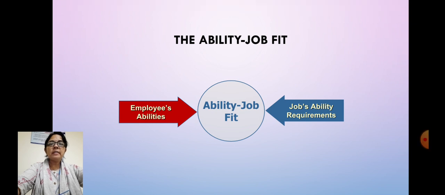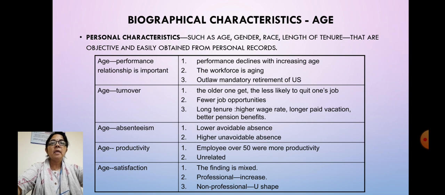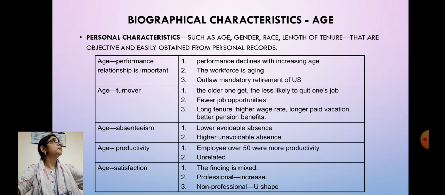After the discussion about ability, the main thing is to identify the ability-job fit. Ability-job fit takes place when the employee's ability and the job's ability requirements match. Then there are biographical characteristics. We will discuss them one by one. These are related to personal characteristics such as age, gender, race, length of tenure and marital status, and these are objective and easily obtained from personal records.